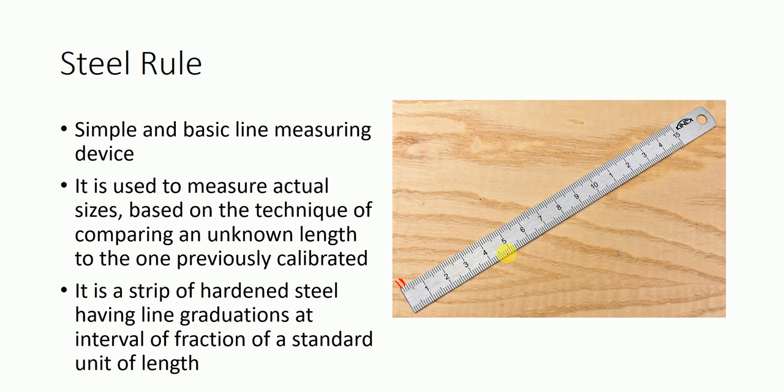It is a strip of hardened steel having line graduations at intervals of fraction of a standard unit length. So what is a steel rule? It is simply a metallic strip. The material for this metallic strip is hardened steel over which the scale is graduated.